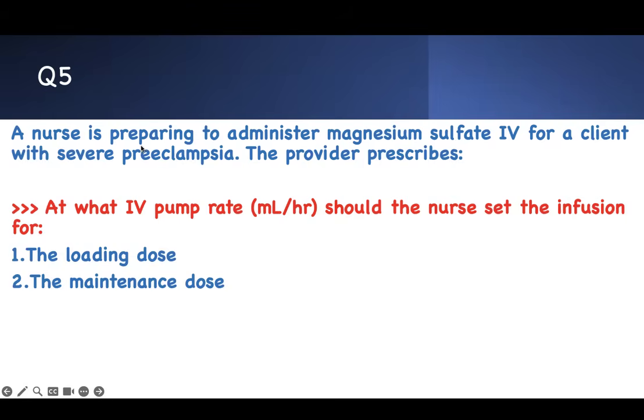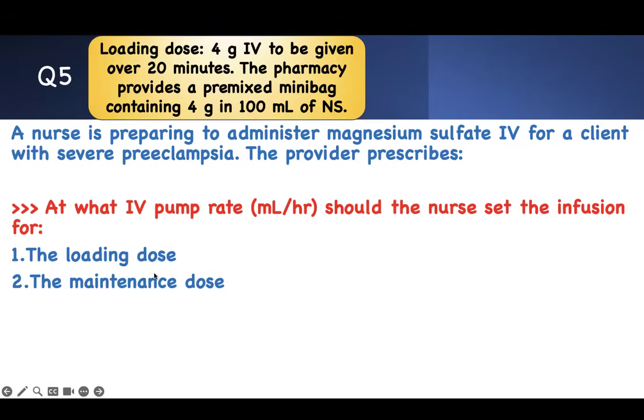A nurse is preparing to administer magnesium sulfate for a client with severe preeclampsia. At what IV pump rate should the nurse set the infusion? What? mL per hour. That's what. And they want you to do what? The loading dose. And you ask yourself, what have they given me?